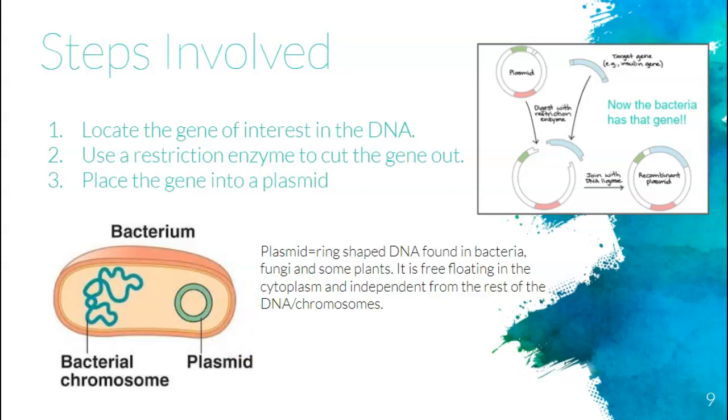And they're free-floating in the cytoplasm and completely independent from the rest of it, okay? And so what we're going to do is take this circular piece of DNA. I'm moving up here. I'm going to take my circular plasmid, pop it open with another enzyme that's going to snip. Then I'm going to take that insulin gene, pop it in, and use another enzyme to glue the piece in place.